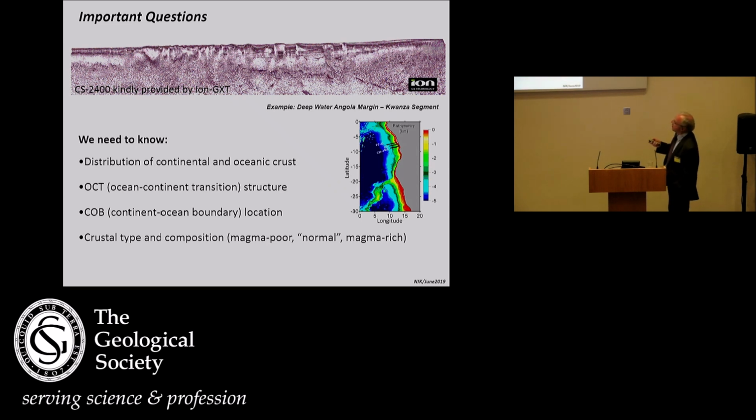So we need to know the structure of the ocean-continent transition and the location of the most distal part of the continent-ocean boundary. As well, it's important that we know the crustal type right the way across and its composition. And are we looking at a magma-poor, normal, or magma-rich margin?